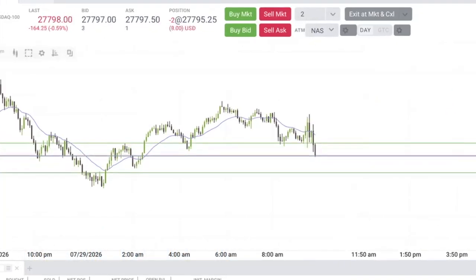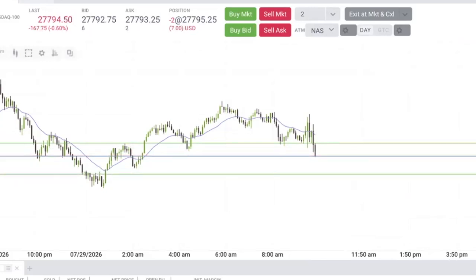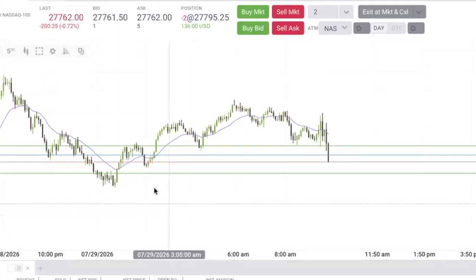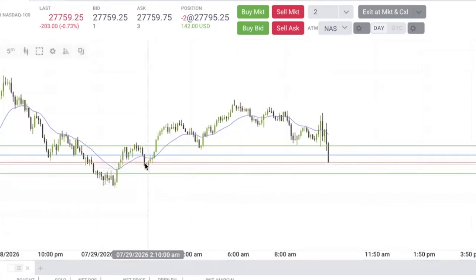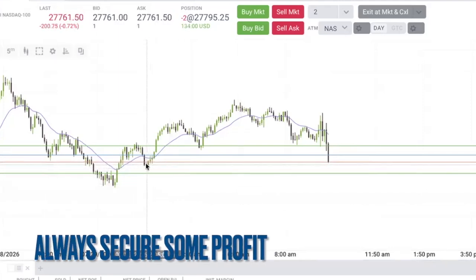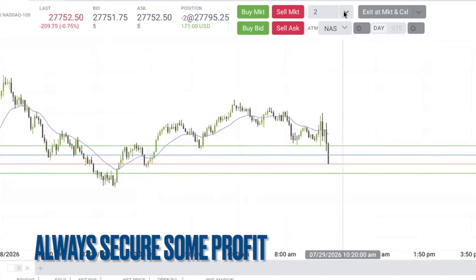I have 2 micro contracts, and I think it looks like it's pushing down pretty nicely. So we're going to wait for price to leave that zone before we move our stop loss to break even. All right, and we do see that there is a little area of support here, and so we may want to take off part of our position.